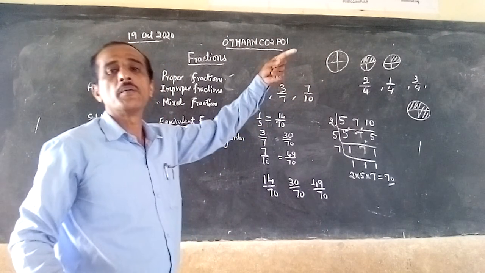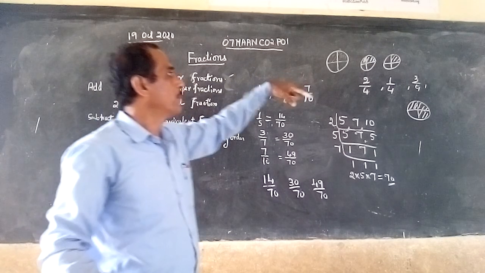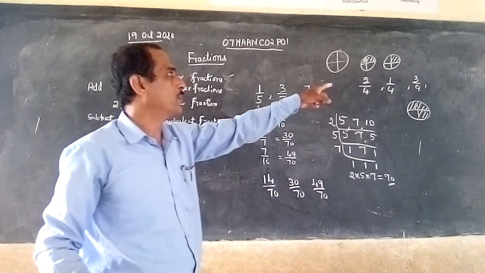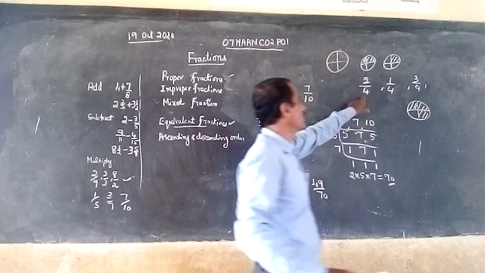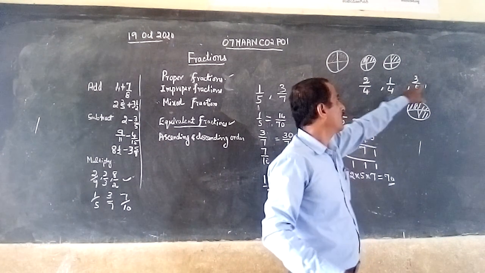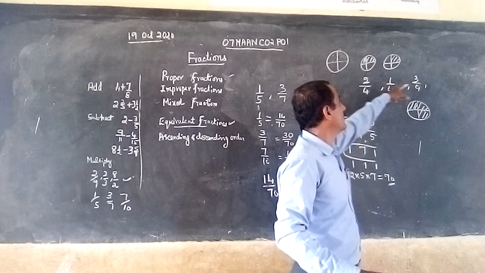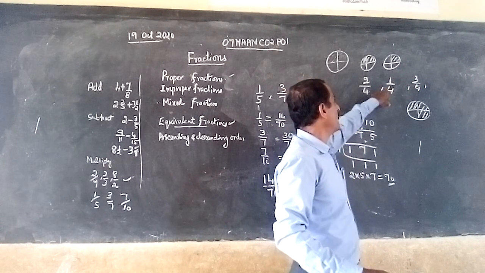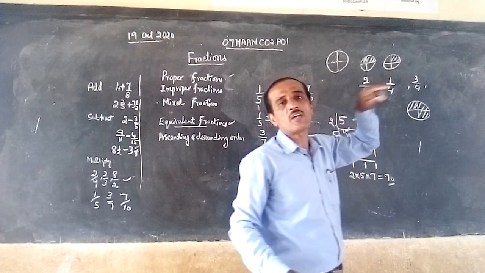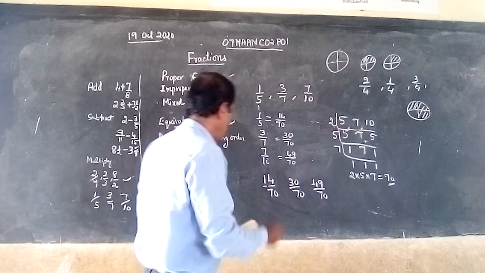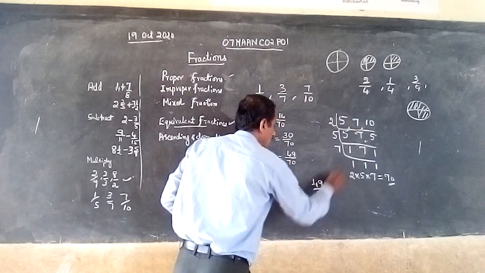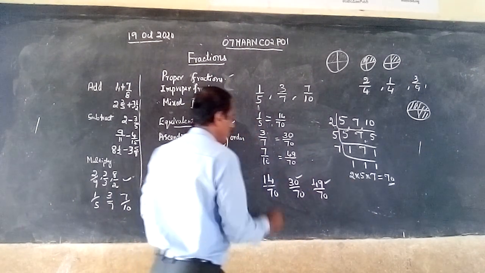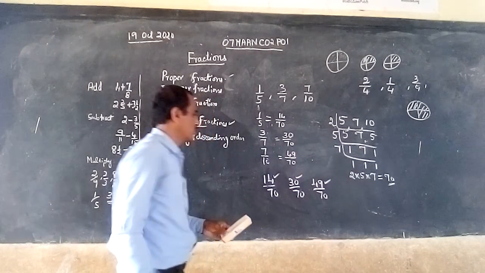Therefore, if the fractions have the same denominator, then the fraction with the bigger numerator is the bigger fraction. The numerator with the smaller number is the smaller fraction. Therefore, here the numerator 49 is the biggest one, and the next biggest is this one, and the smaller one is this one.